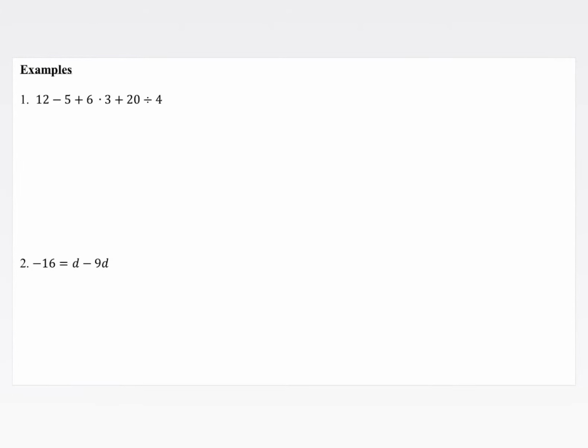Let's move into some examples. In this first example, we have this long expression, and we're going to solve it using PEMDAS. Now remember, we want to work from left to right, but if we see multiplication and division, or addition and subtraction, we can solve whichever one of those we see first. So looking through this example, we have 12 minus 5 plus 6 times 3 plus 20 divided by 4. The first operation, since we don't see parentheses or exponents, we're going to see if we spy multiplication or division first.